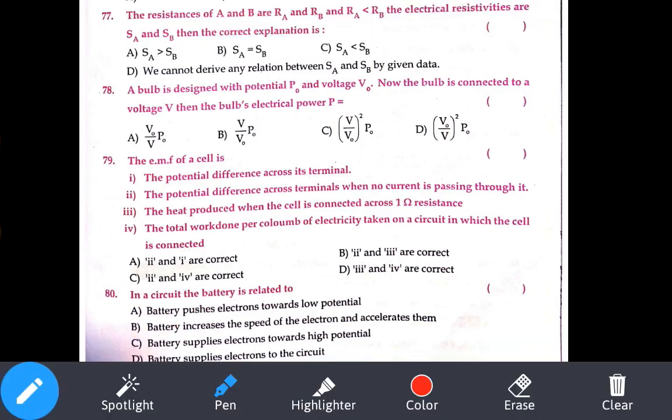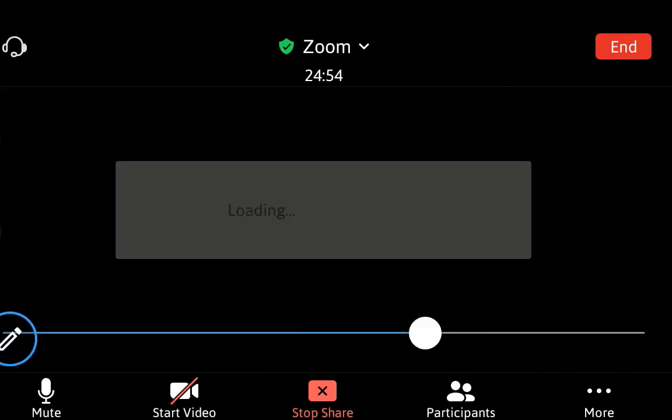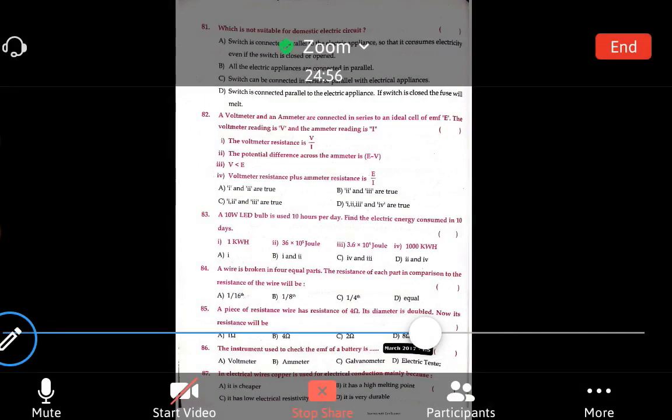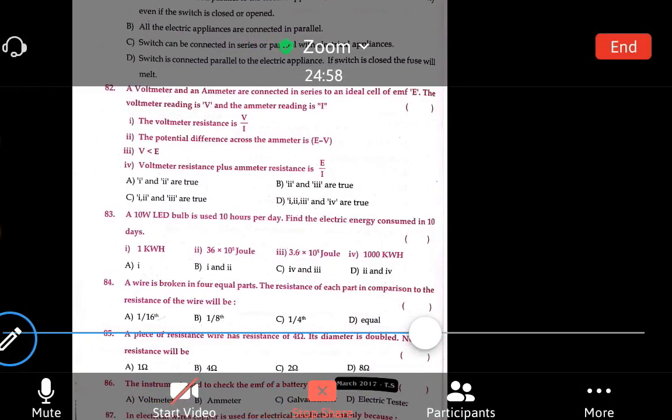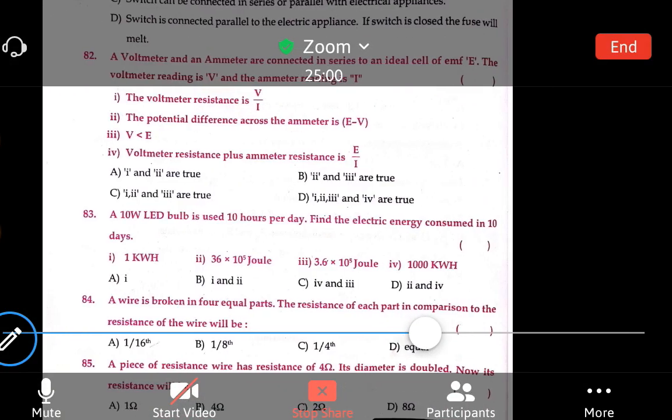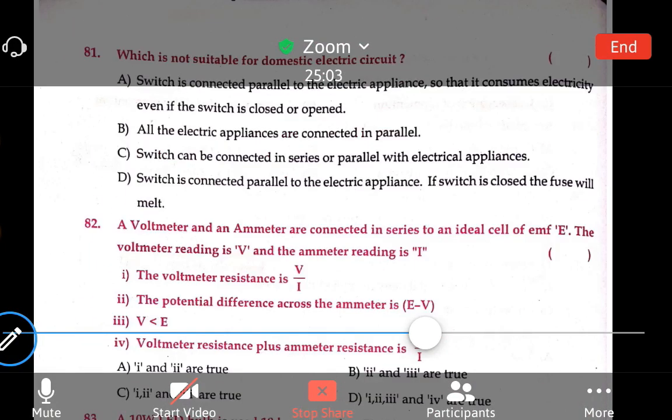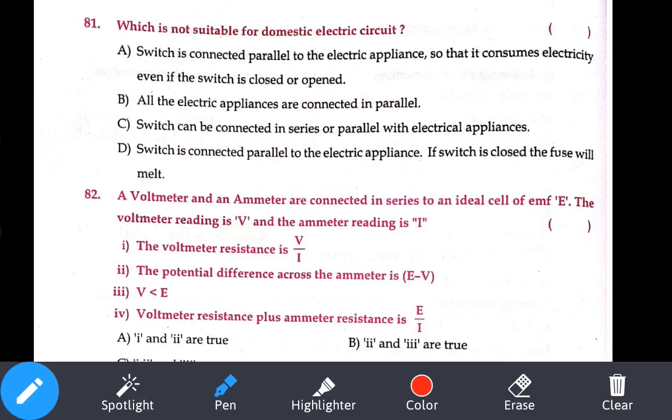Okay, let's see the next question. Next page. Almost there. Oh my God! Still so many questions are there. Time is very less.